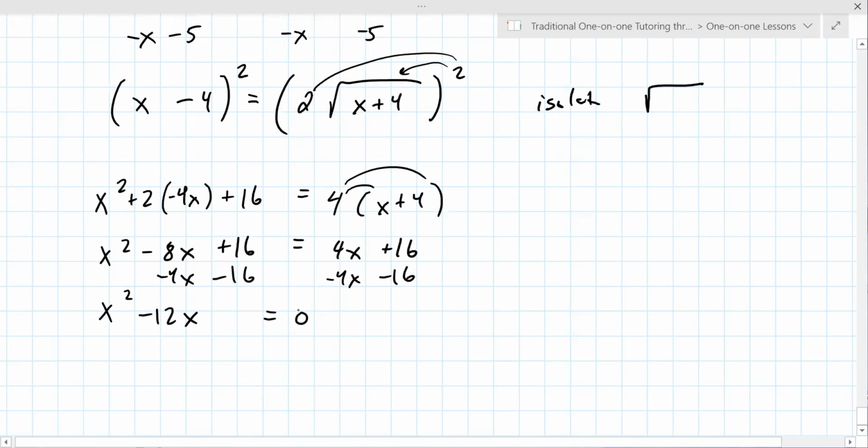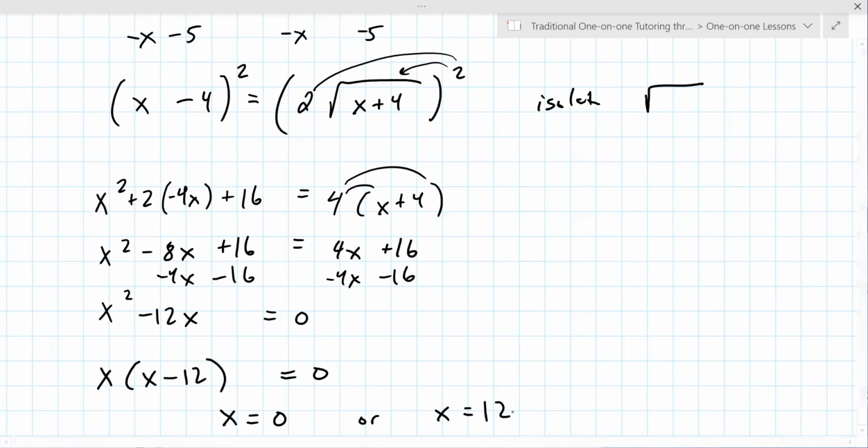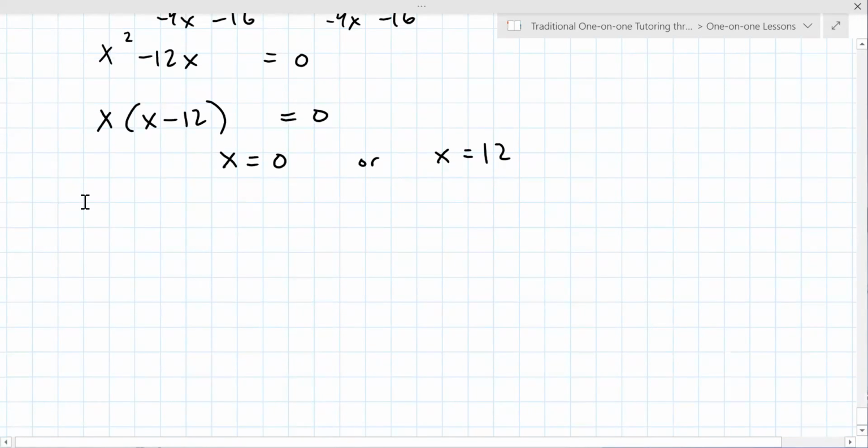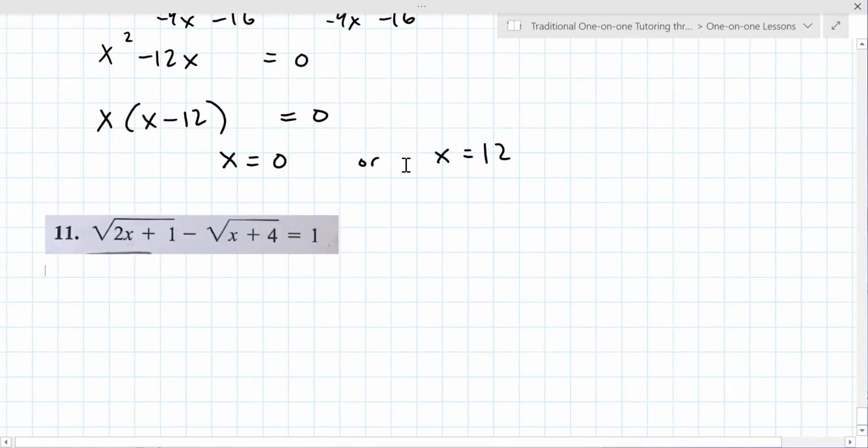So now you can factor out x, so x times x minus 12 equals 0. So now either x is 0 or x is 12. But what do we need to do before we can make sure? We got to check, yeah. And boy, you know, you think, oh, well, these are both nice. Well, maybe they might work. I don't know.